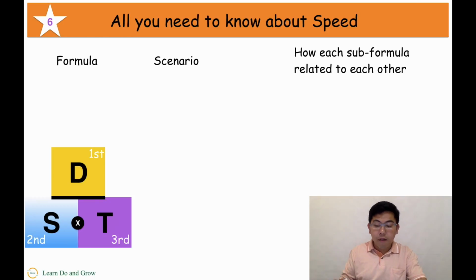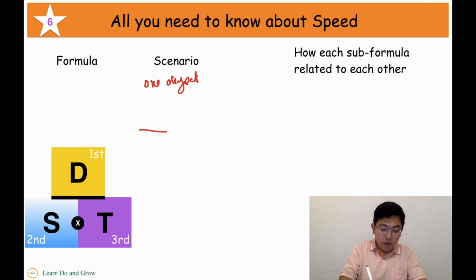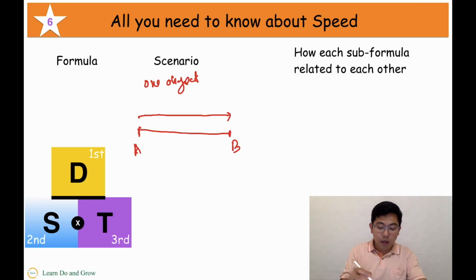So for scenarios, there are quite a number of scenarios, but if you sum up, let's look at one object moving. So let's say this is town A to B. It's either the object moves from town A to B or town B to A. And when there is only one object, we only have one distance, speed, and time. Okay?